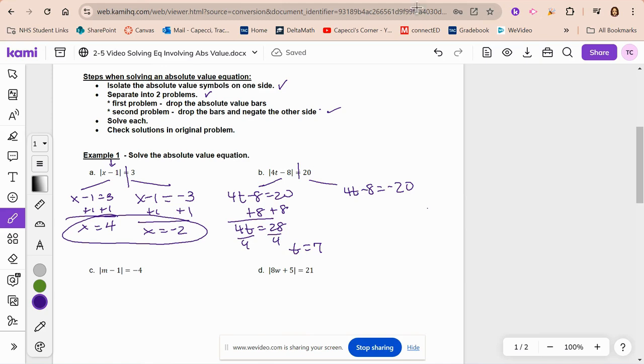We'll do the same thing on the other side. I'm going to add 8 to both sides, and I have 4t is equal to negative 12. Divide both sides by 4, and t is equal to negative 3. So they are my two answers.